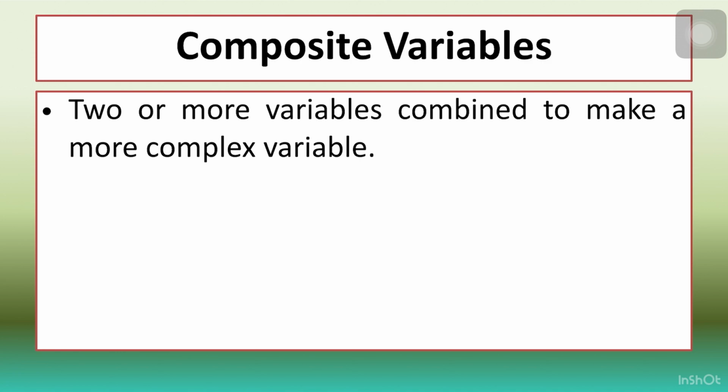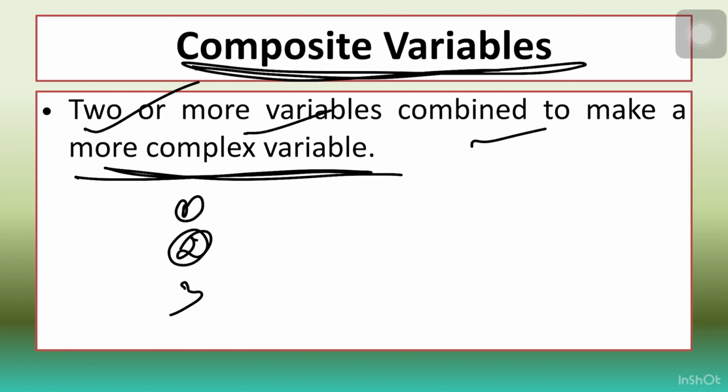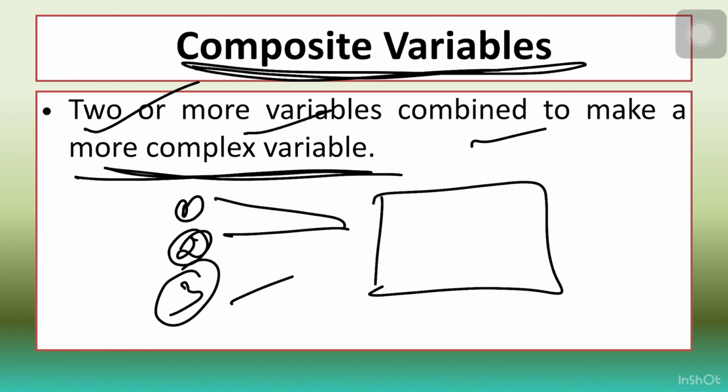Okay, so the last variable of our study is the composite variable. Now, very easy. Composite means when you take more than two variables combined to make a more complex variable. This is known as a composite variable. Instead of taking 1, 2 and 3 variables, we take one composite variable to study in our research, right?